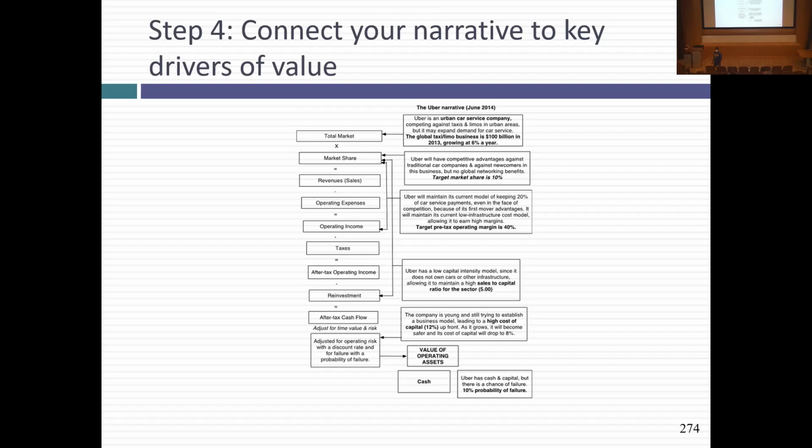You're saying, how do I convert my story into numbers? The first time you do it, it'll feel like you're just making up stuff. Just go along with that, because you are making up stuff. But the more you do it, the more you'll recognize how to get enough perspective to make up at least reasonable stuff. So here's how my Uber story worked out in numbers.